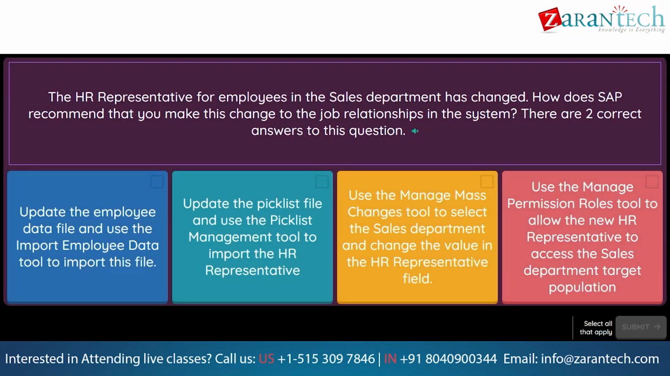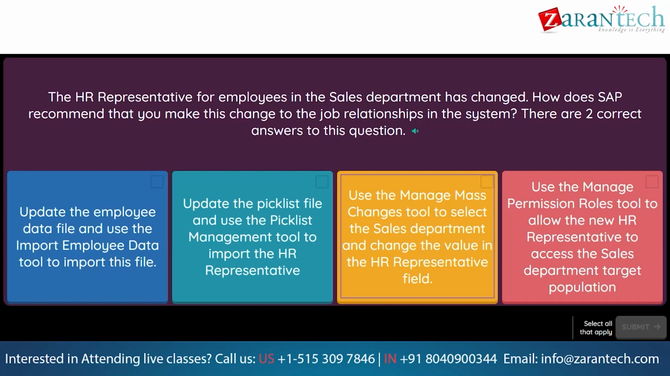Question: the HR representative for employees in the sales department has changed. How does SAP recommend that you make this change to the job relationships in the system? There are two correct answers to this question. Option 1: Update the employee data file and use the Import Employee Data tool to import this file. Option 2: Update the pick list file and use the Pick List Management tool to import the HR representative. Option 3: Use the Manage Mass Changes tool to select the sales department and change the value in the HR representative field. Option 4: Use the Manage Permission Roles tool to allow the new HR representative to access the sales department target population.